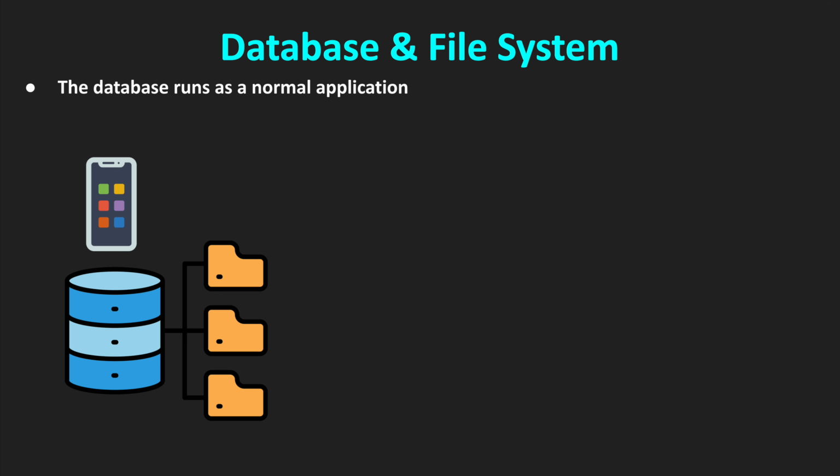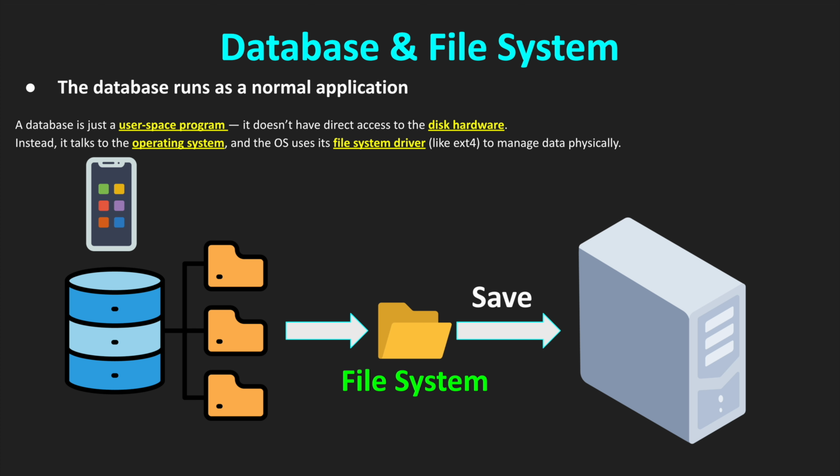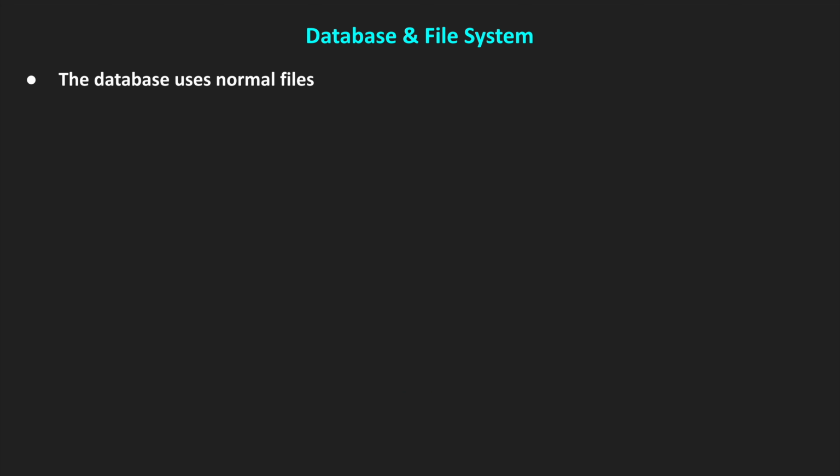So let's first take a look at the database. What is the database? From the point of view of the operating system, a database is just another application. The database uses the file system to save data into the hard disk. To sum up, a database is just a user program. It doesn't have direct access to the hard drive. Instead, it talks with the operating system, and the operating system uses the file system driver, like ext4 or NTFS, to manage the data physically.